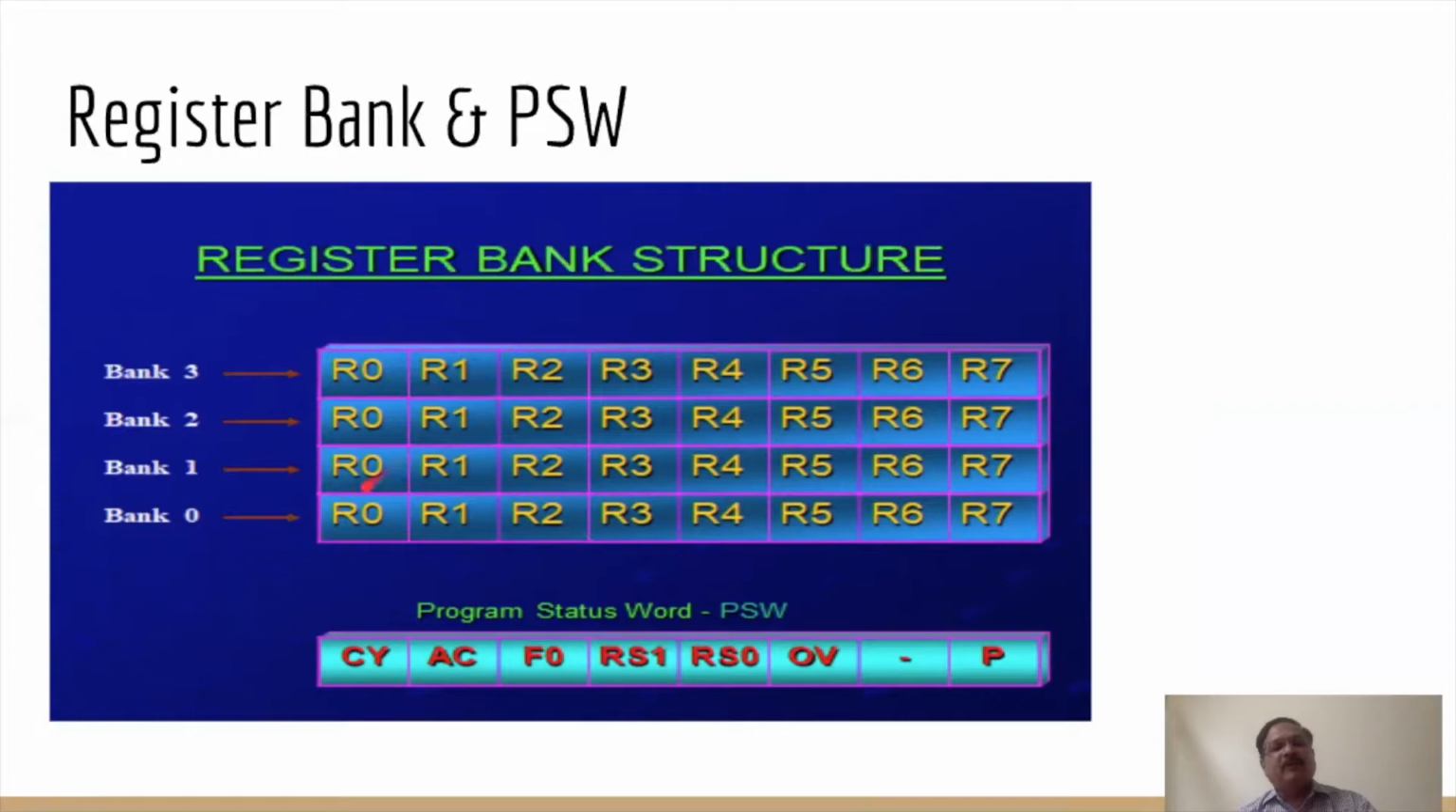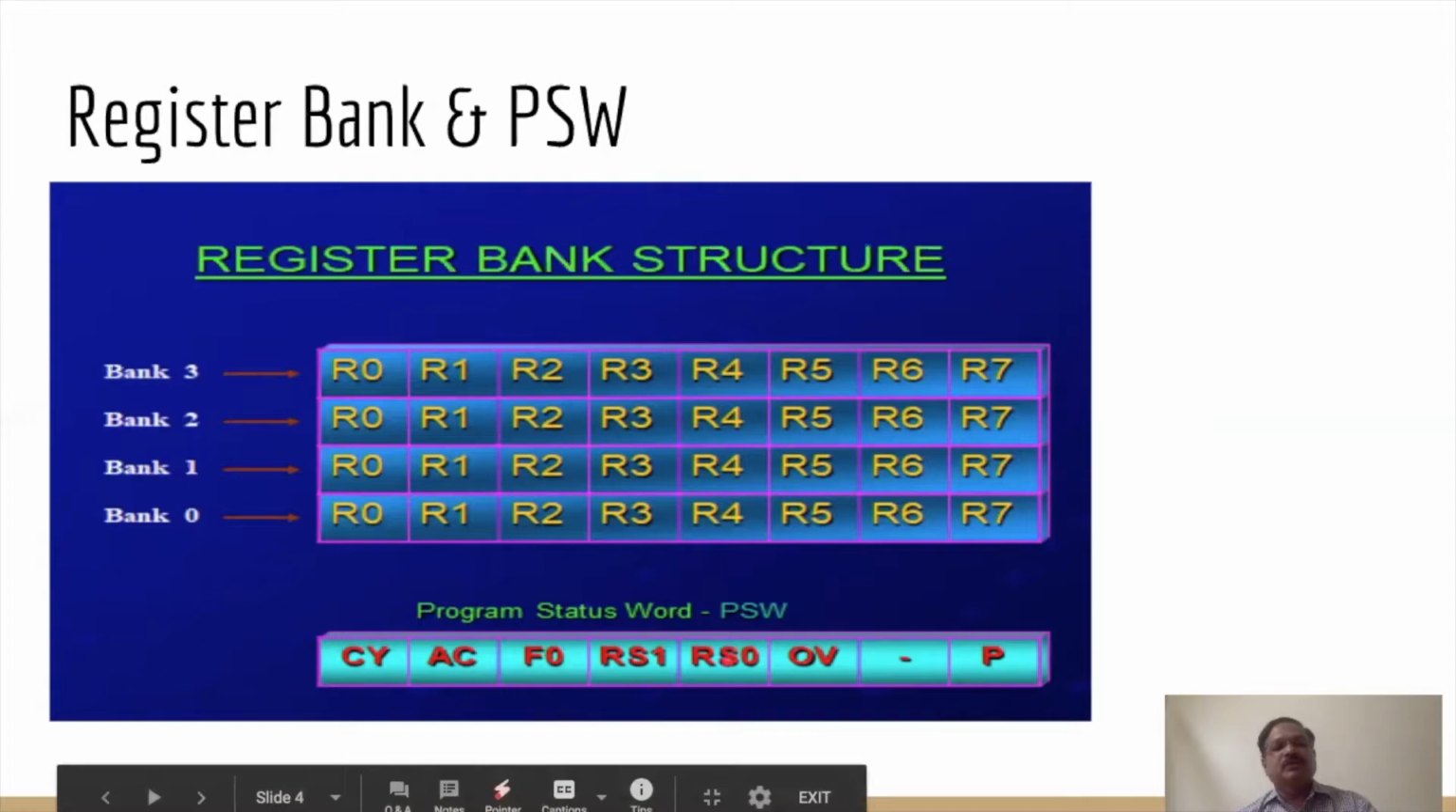By default, bank 0 is selected. That means the 8 registers from bank 0 are available for the user. But when you find these are less, you want a few more. So there is always the option of selecting another bank. And how is that bank selection done? Using the 2 bits in the PSW, or the program status word, which is shown here.